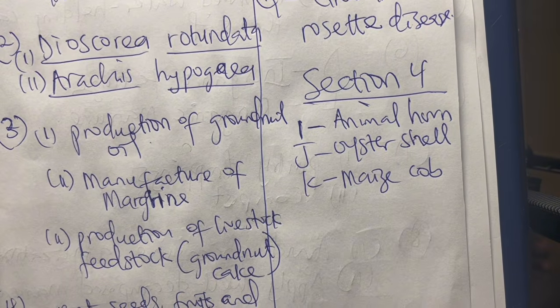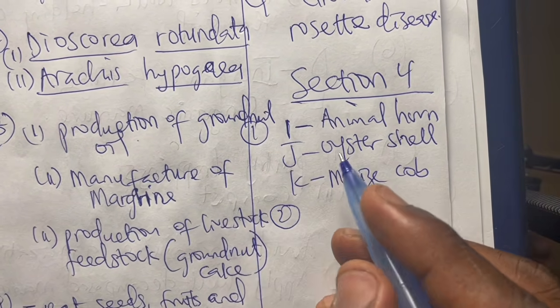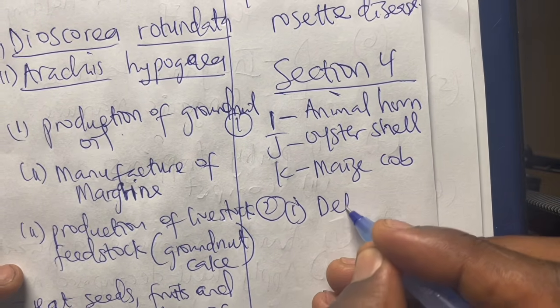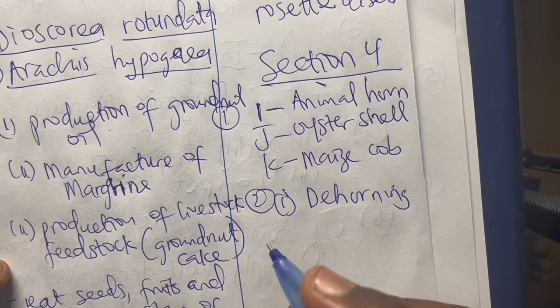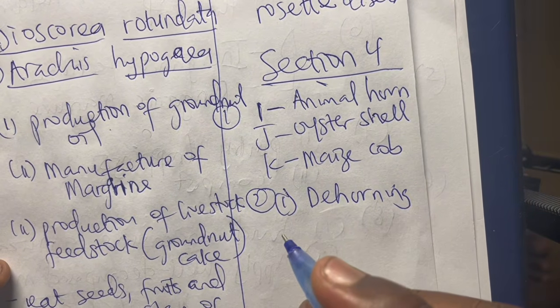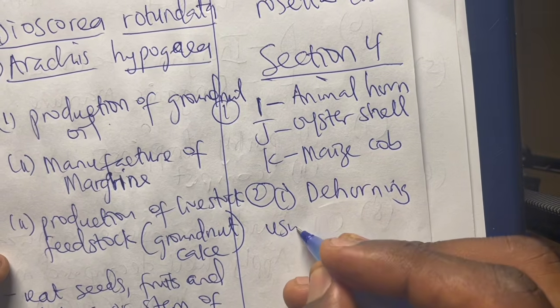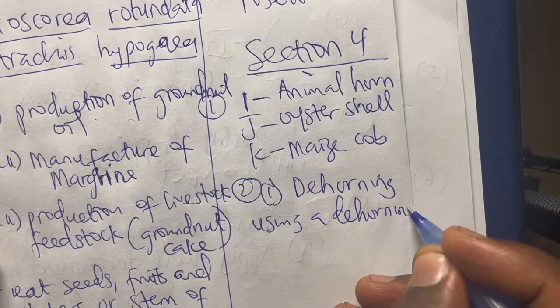Like Yoruba call it Iwo. How can you remove it? Let me give that number 2. So how can you remove this horn from an animal? Number 1 of it is by dehorning. So you can dehorn using a dehorning knife. So by dehorning using a dehorning knife.